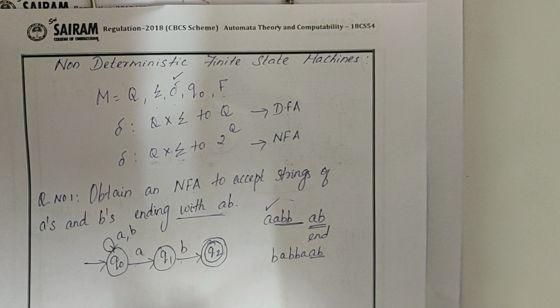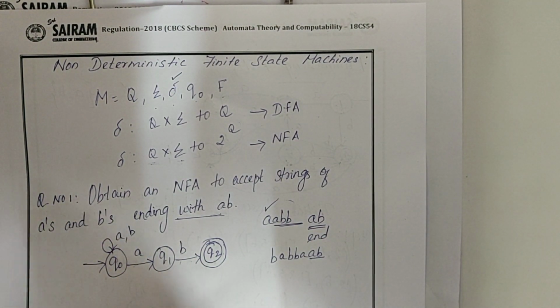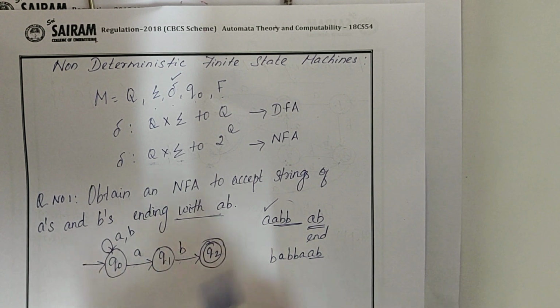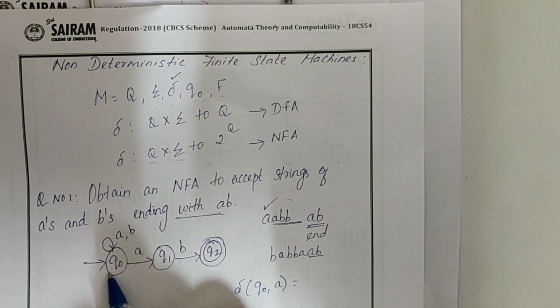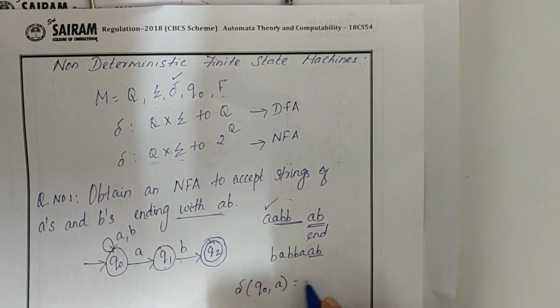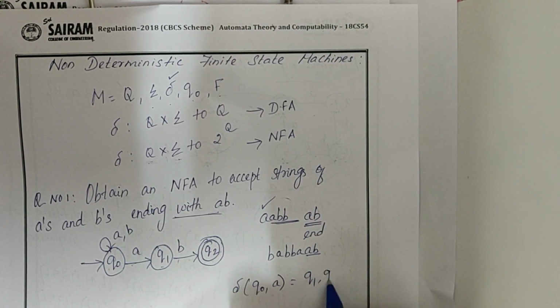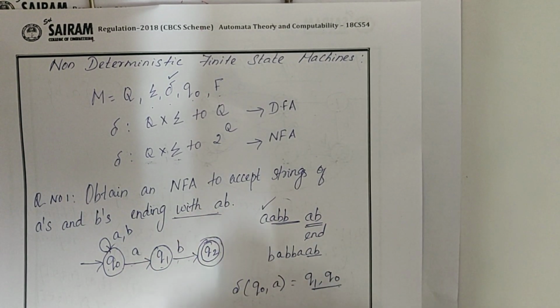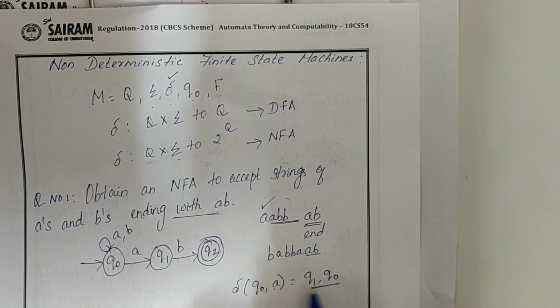Now I'll tell the difference. See, this is an NFA sum. Why is it an NFA sum? Check here, check the transition of Q naught, delta of Q naught comma A. Q naught, when it takes A, is moving to Q1, and at the same time it is staying in Q naught also. See, for the same input A, it is moving to multiple states.